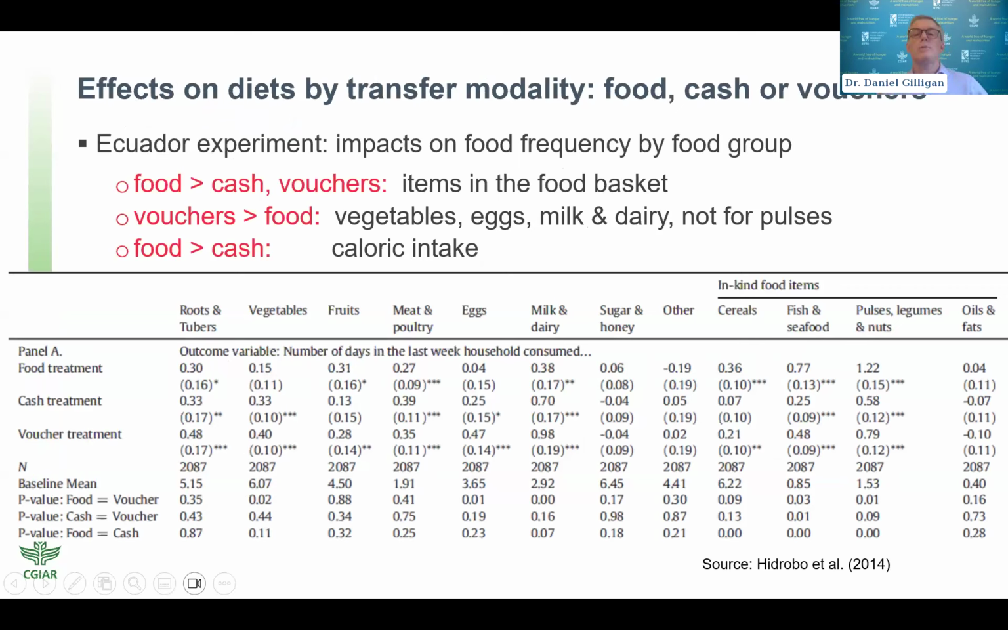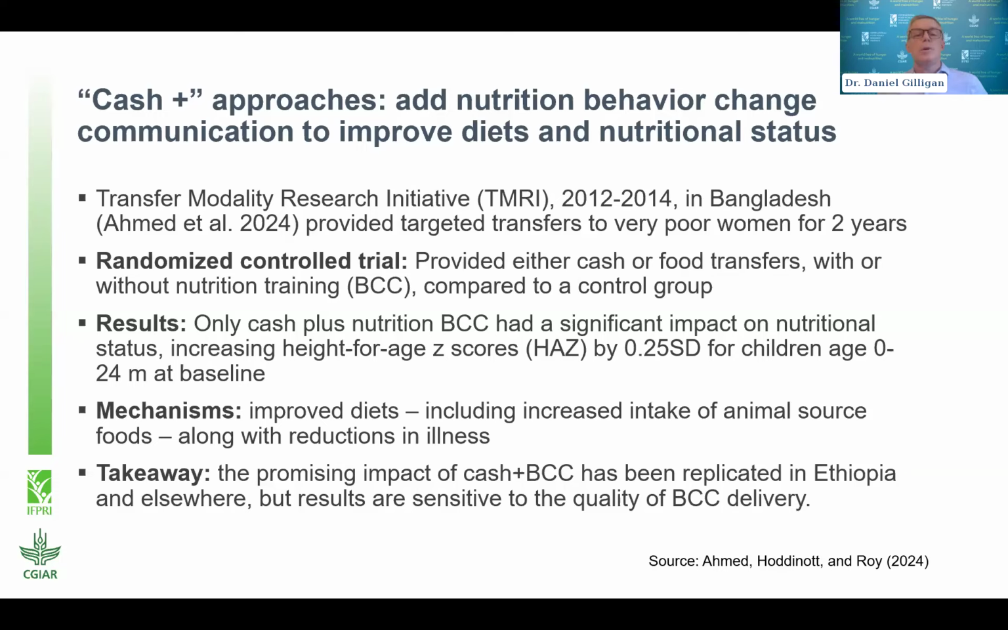Next, I want to refer to what has become a really popular approach in terms of nutrition-sensitive social protection, the kind of cash plus variety. So that is, you provide cash transfers or food transfers with some key additional component. In this case, that additional component is nutrition behavior change communication. These are trainings of mothers on approaches to improving child diets and nutrition. The program here is the Transfer Modality Research Initiative in Bangladesh. Our team at IFPRI has been studying that for many years and designed an experiment that provided either cash or food transfers with or without nutrition behavior change communication and compared that to a control group.